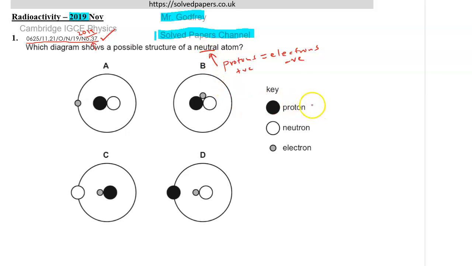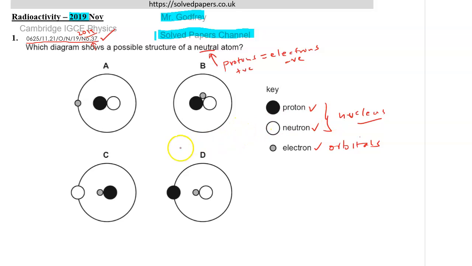So here we are given a key. We are told that this is protons, of course, which we can see inside right here in the nucleus, together with the neutrons. Electrons are found in orbitals. Electrons, you find them in orbitals. Protons and neutrons, these are usually in the nucleus of an atom.